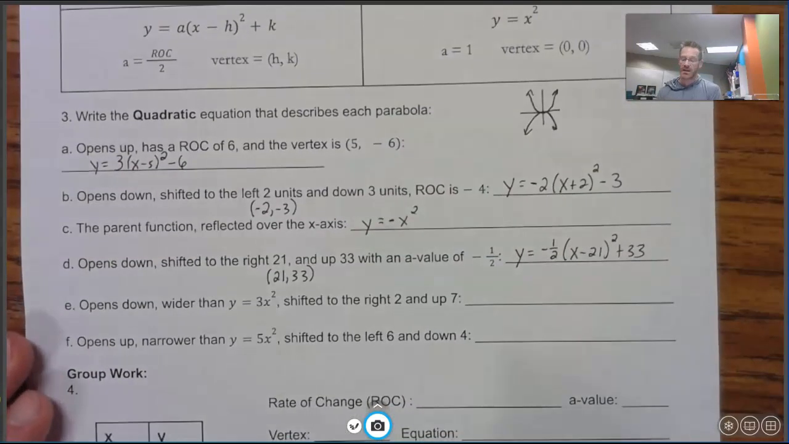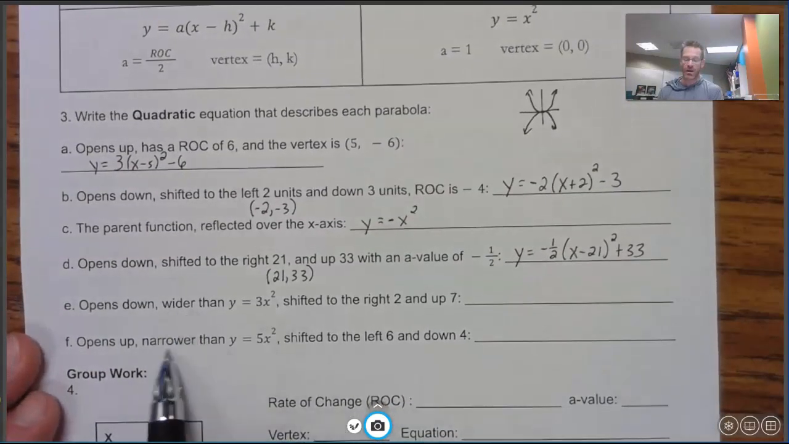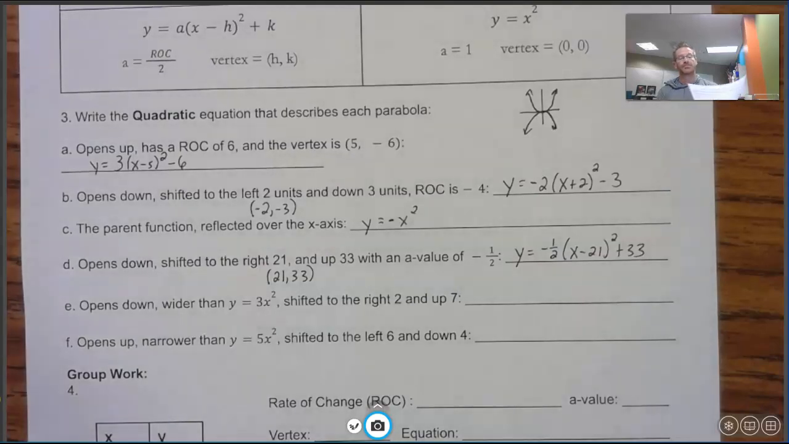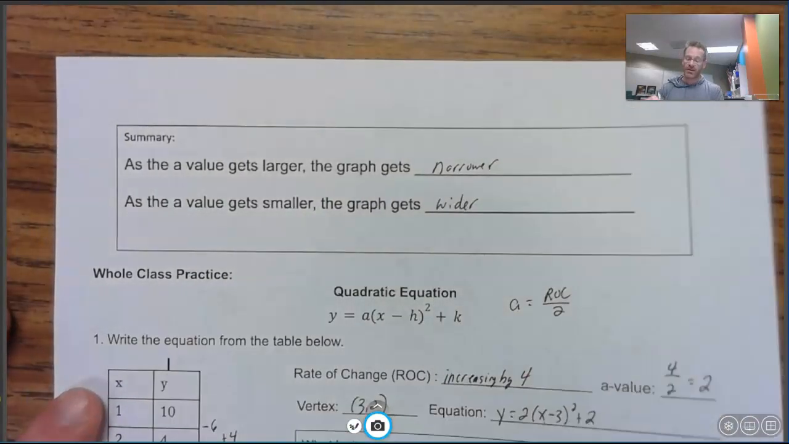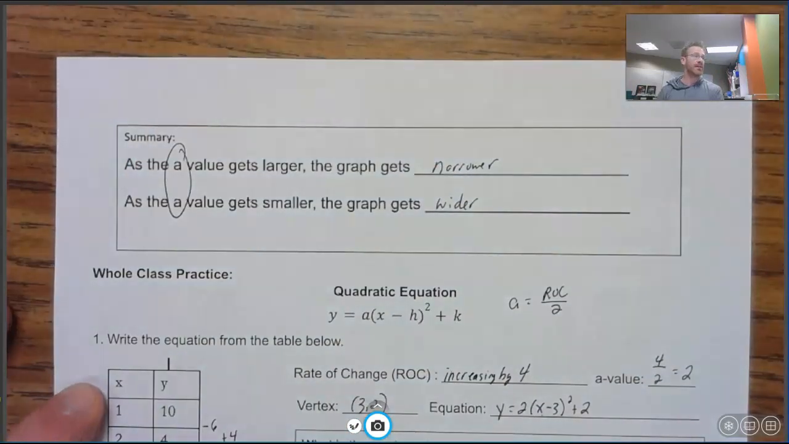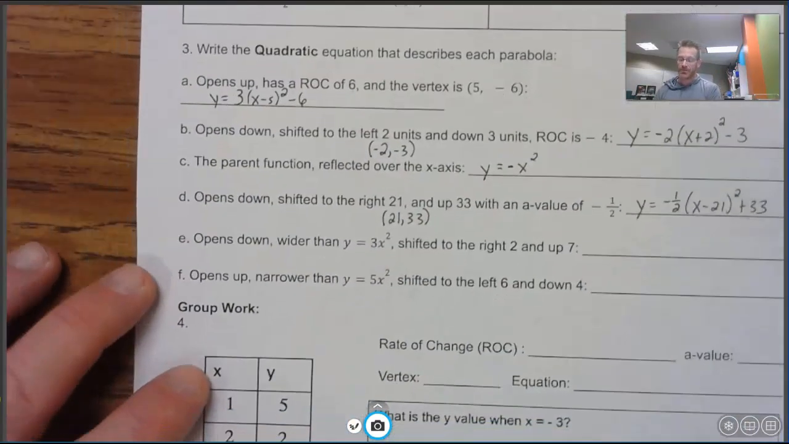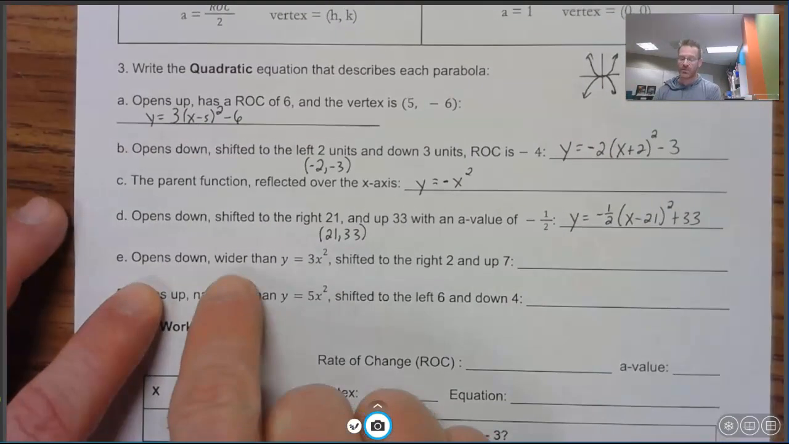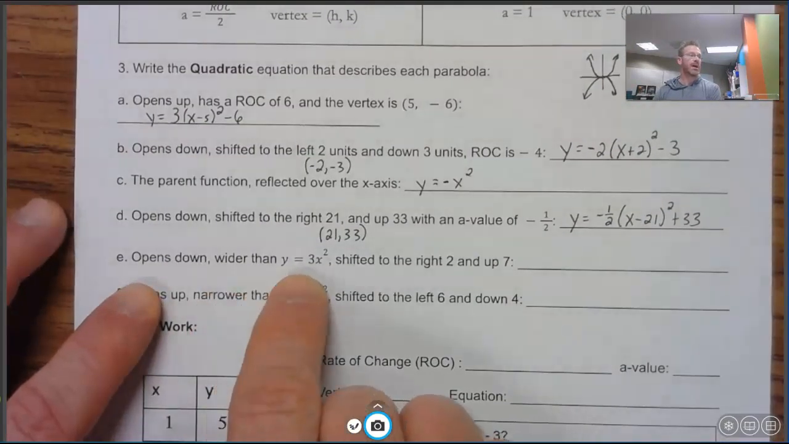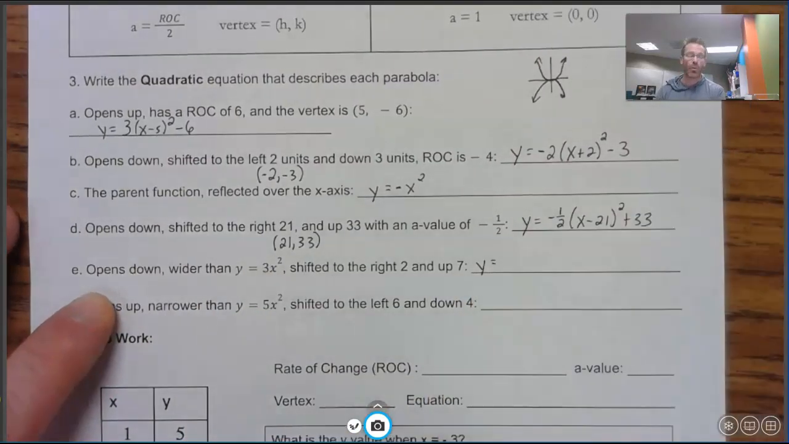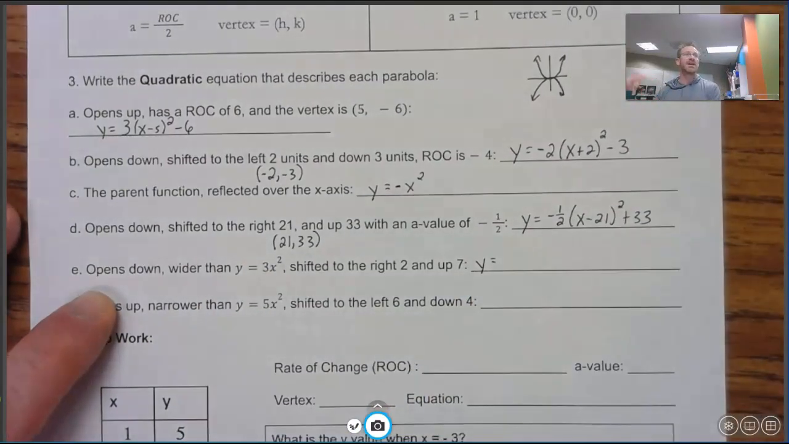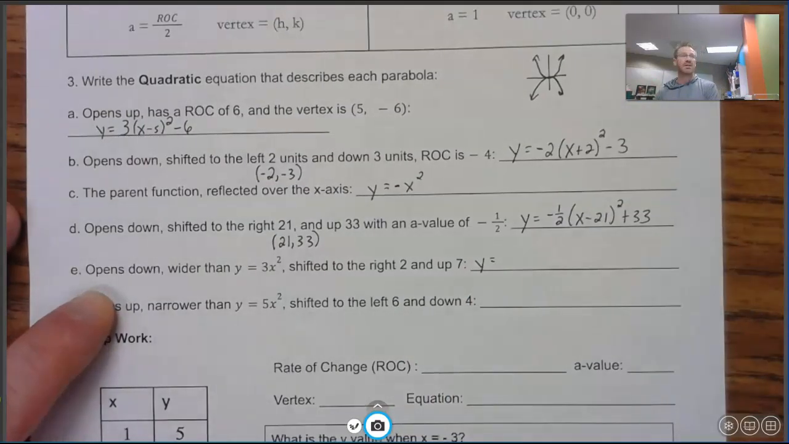Okay, 2 more. Now, once again, here we see this language, wider and narrower. And so I have to associate that wider and narrower with our a value. Narrower and wider is going to affect our a value and only the a value. All right, so now opens down. And I want it to be wider than y equals 3x squared. Now, once again, like I said last time, we want to adjust the wider or narrower first and then make it open up or down. Those are 2 different things.